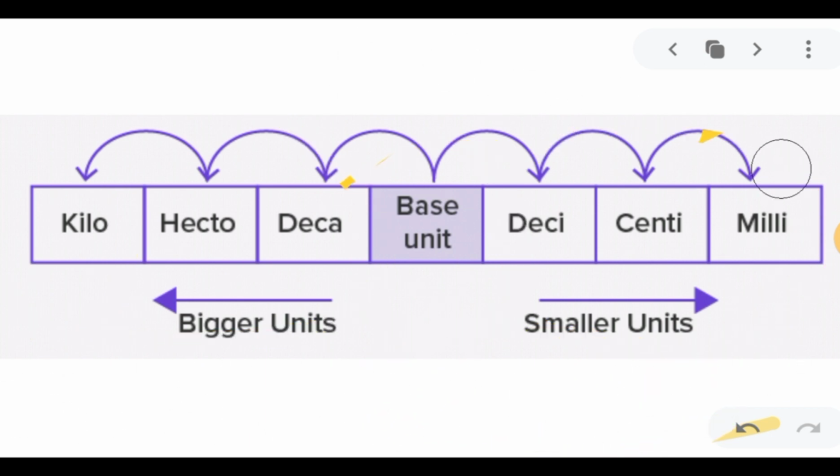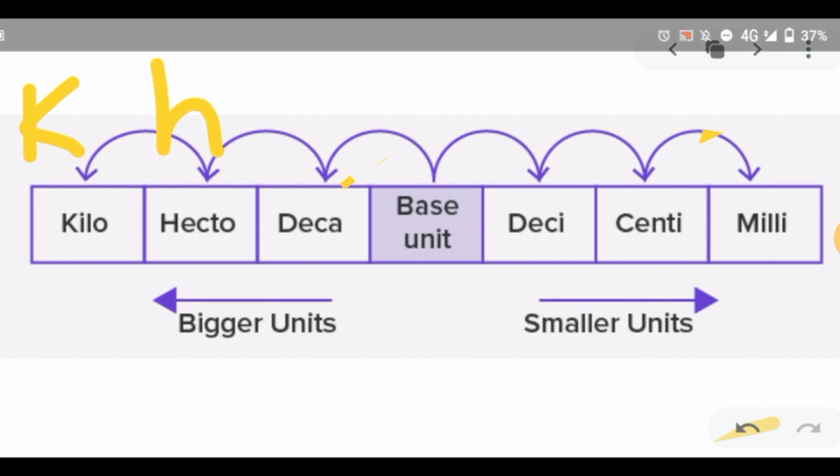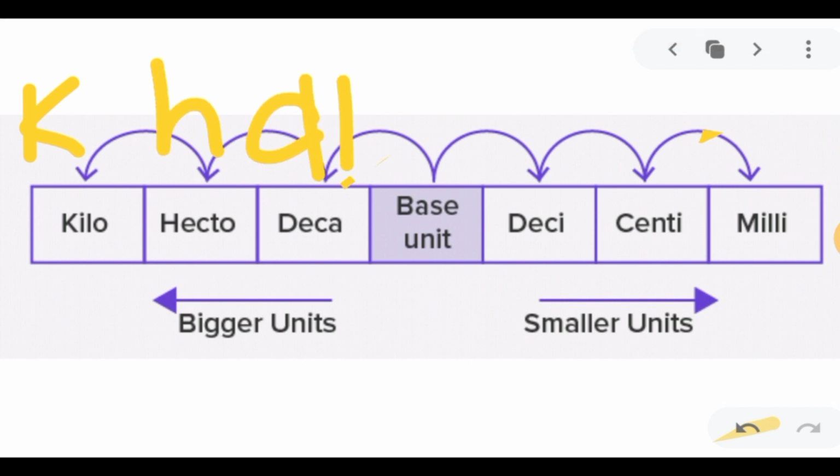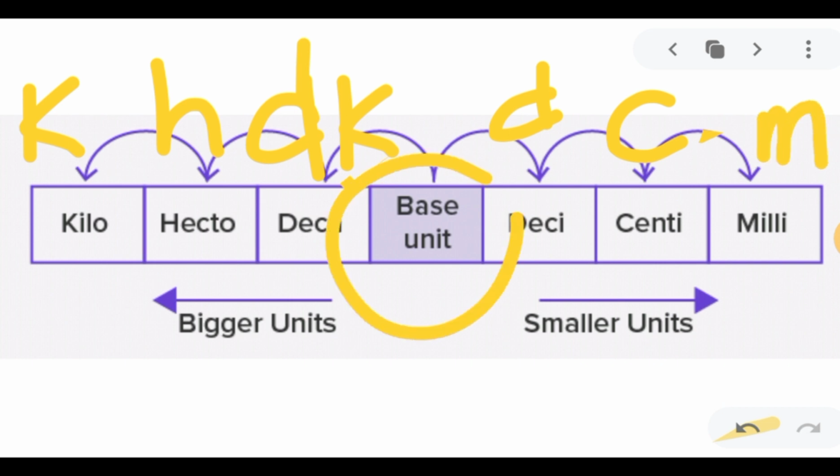So, the kilo is represented by K, the hecto is H, and then the deca is DK, and then the deci is small d, centi is small c, milli is small m. And then the base unit here can be meter, gram, or liter.